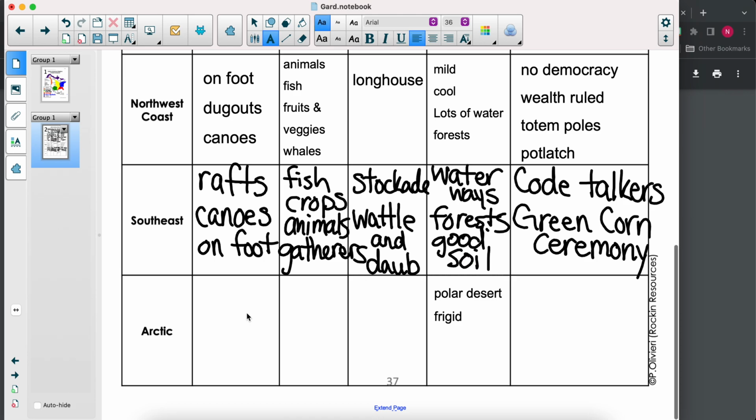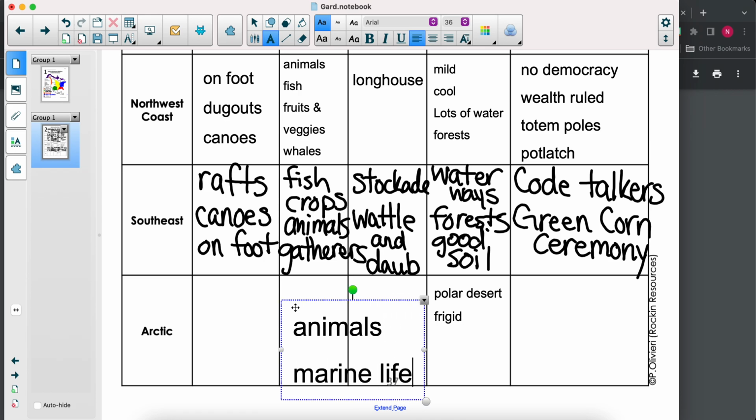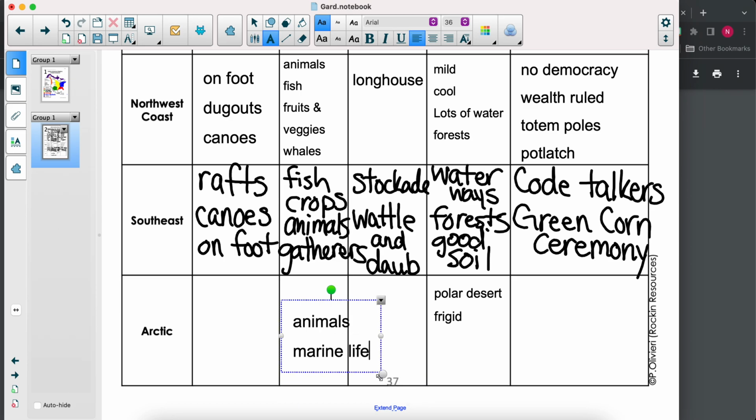What else do we have? We don't have anything about transportation yet. We can kind of guess maybe. Food. We definitely know animals. And then I'm going to put marine life. So marine life just means things that live in the water. We might be able to add to that, but we know animals and marine life are pretty much the main two food sources. They did say sometimes there were berries in the summer months, depending on where they lived. So they could be somewhat gatherers. So we'll add that there too.